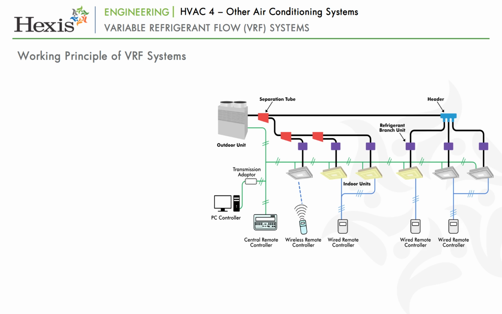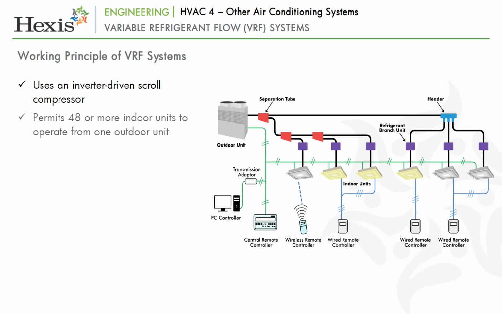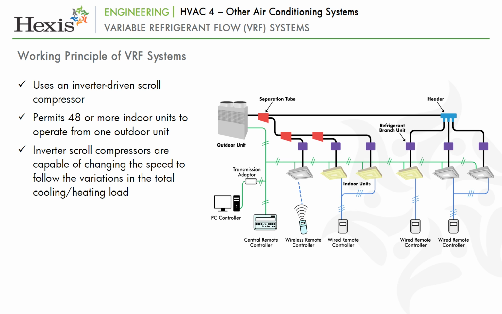The modern VRF technology uses an inverter-driven scroll compressor and permits as many as 48 or more indoor units to operate from one outdoor unit. This varies from manufacturer to manufacturer. The inverter scroll compressors are capable of changing the speed to follow the variations in the total cooling or heating load as determined by the suction gas pressure measured on the condensing unit.